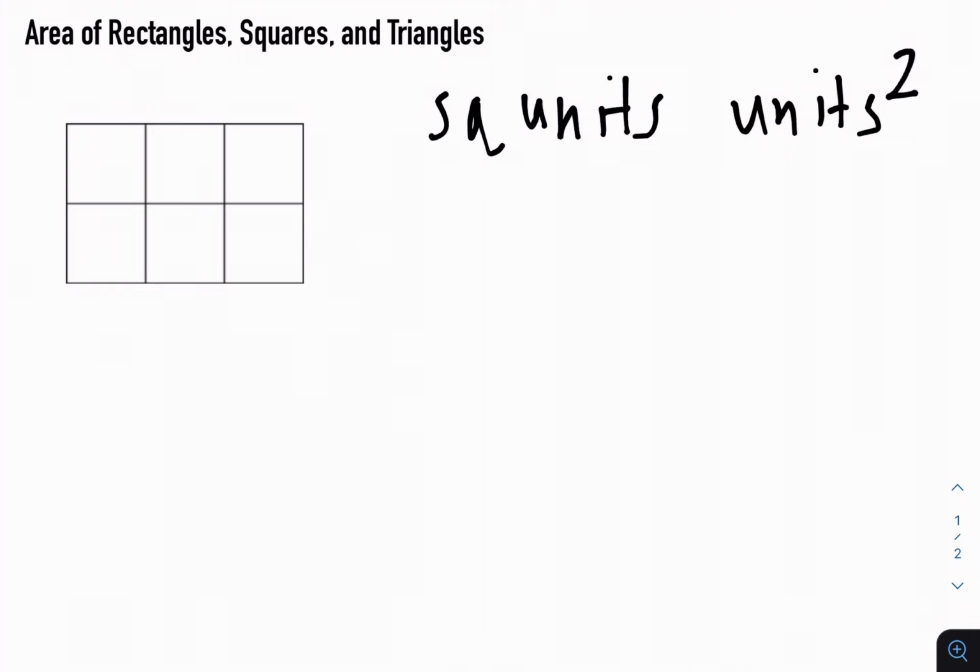To find area, we can just count the number of unit squares in a shape. So for example, in this rectangle, we see that there are 1, 2, 3, 4, 5, 6 squares. So that means the area is 6 square units.